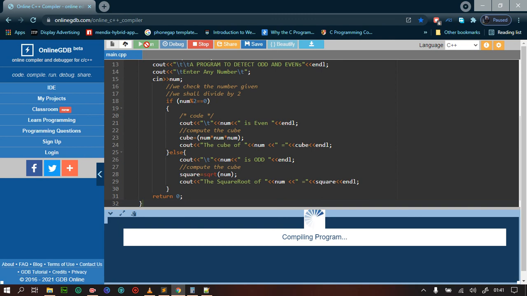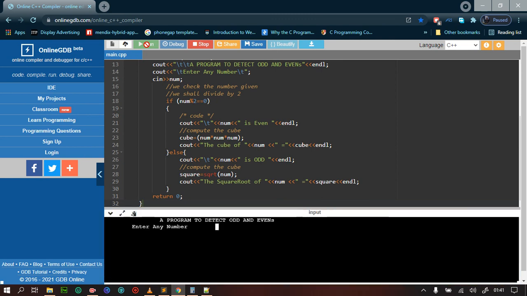Wow, so 51 is odd, and the square root is that. If it was an even number like 88, okay, so definitely we are getting a perfect answer.